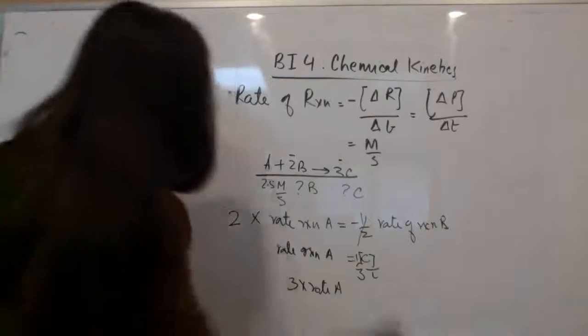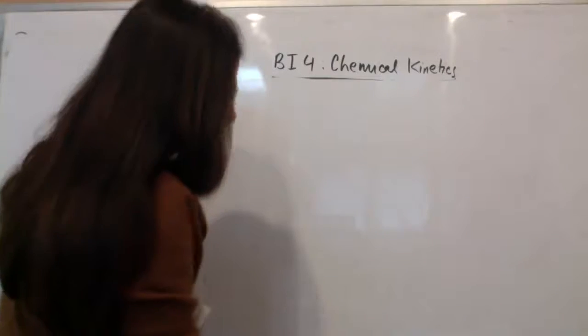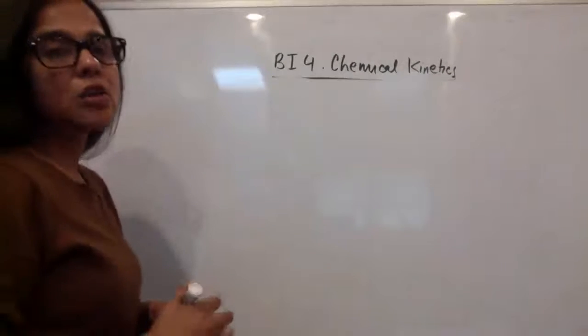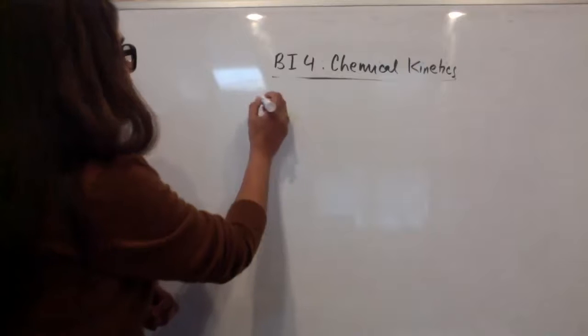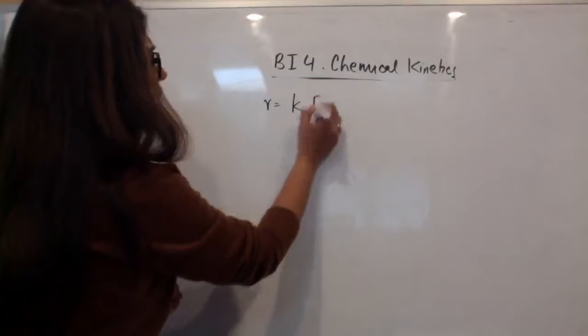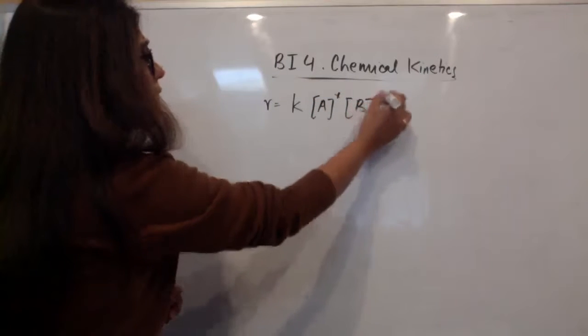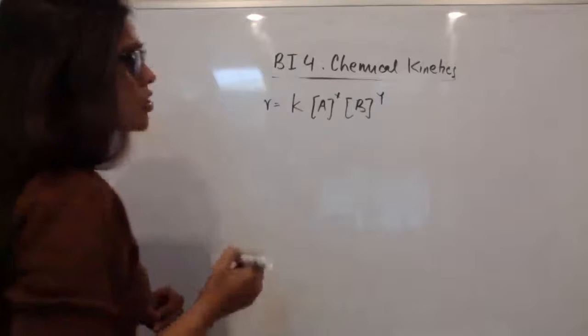The next thing that we were interested in this chapter is to figure out the effect of concentrations on the rate. And we were interested in figuring out the rate law. R is equal to K, A to the power X, B to the power of Y, where X and Y are the orders of reaction.